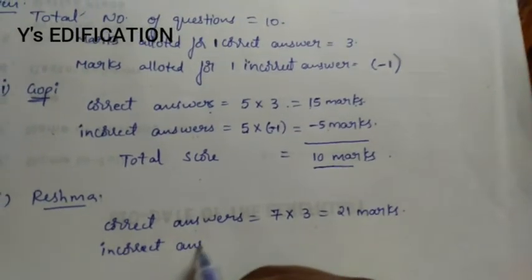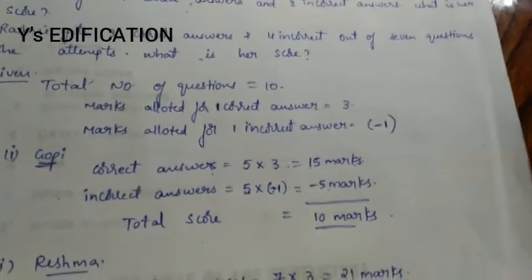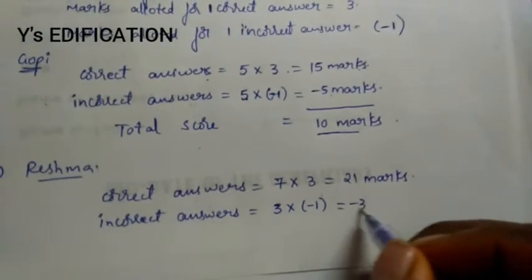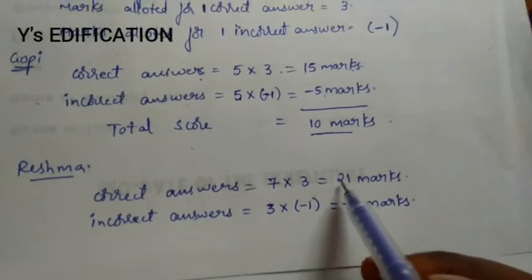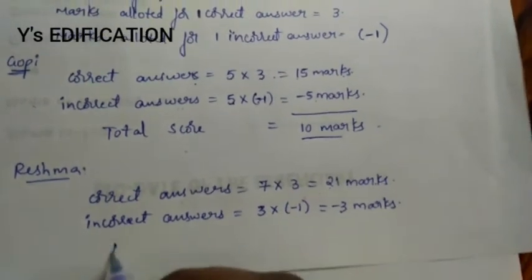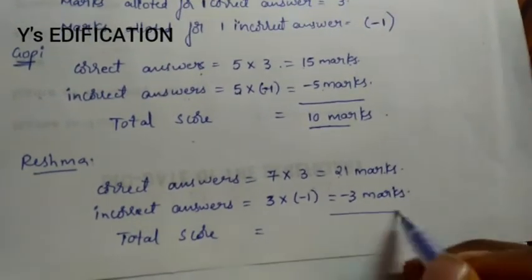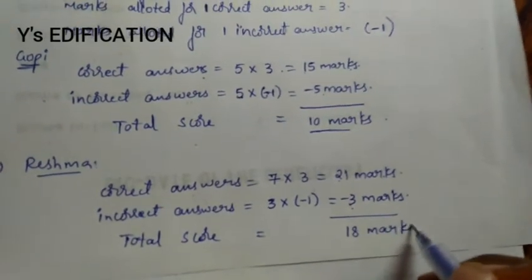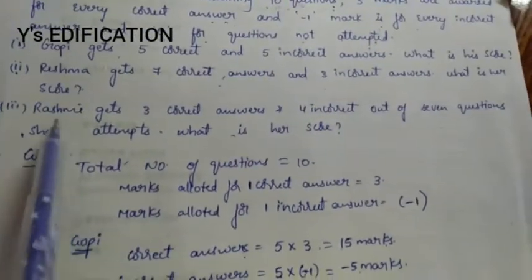But Reshma also wrote wrong answers, incorrect answers. How many wrong answers did she write? 3 incorrect answers. That means 3 into minus 1, that means minus 3 marks. For all the right answers, she scored 21 marks, and for the wrong answers, she lost 3 marks. So what is the total score of Reshma? Total score of Reshma is equal to 21 minus 3, which is 18 marks. In this way, we have to calculate Rashmi's marks also.